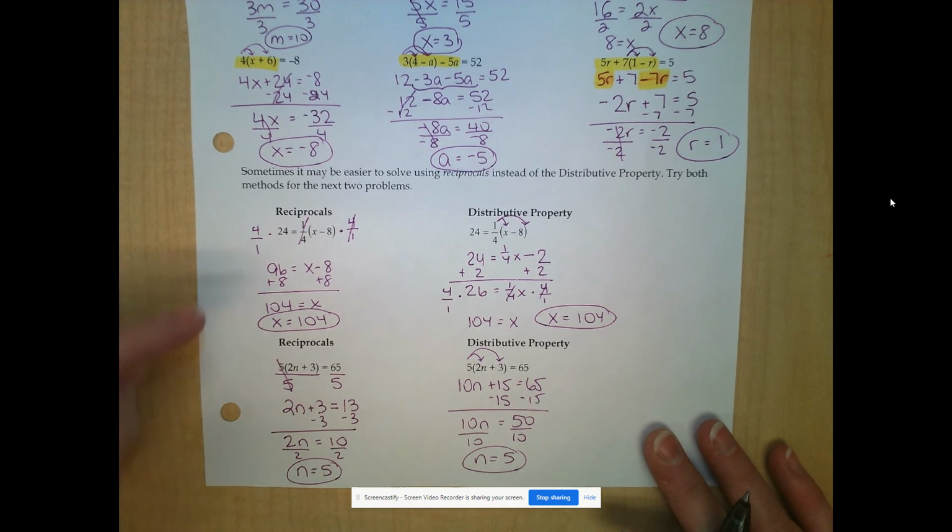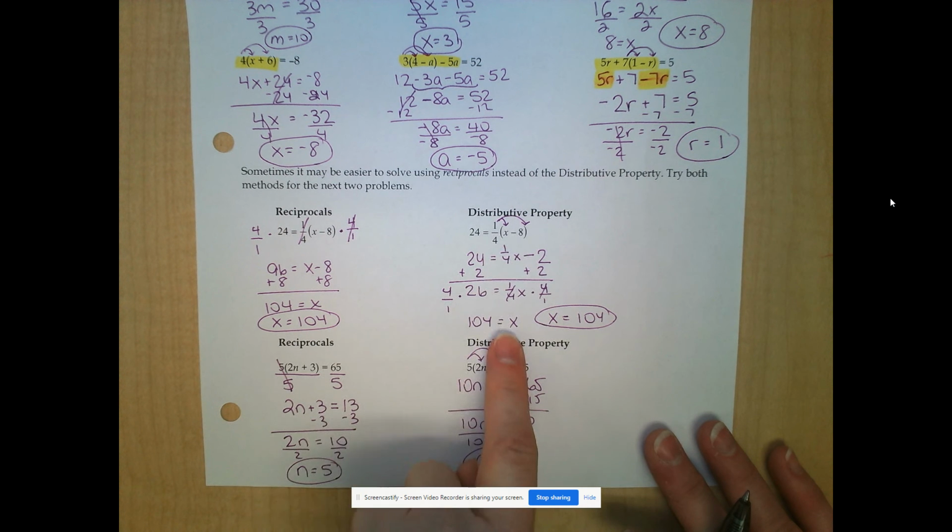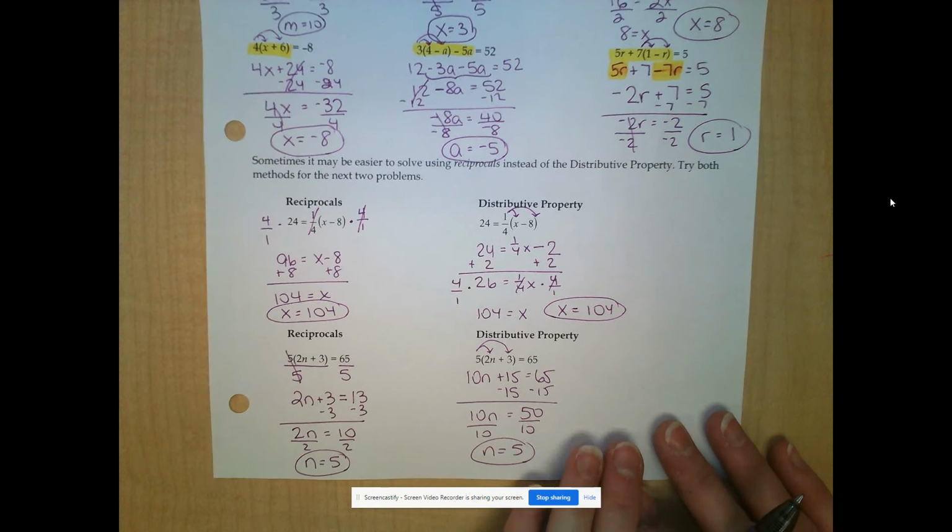I think most people, though, will agree that if you were going to distribute a fraction, getting rid of it in the first step using its reciprocal is probably beneficial to carrying that fraction around for a while. So you do have some options.